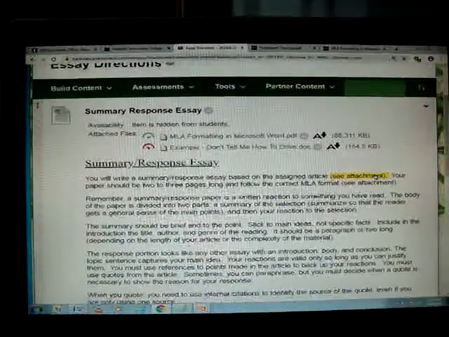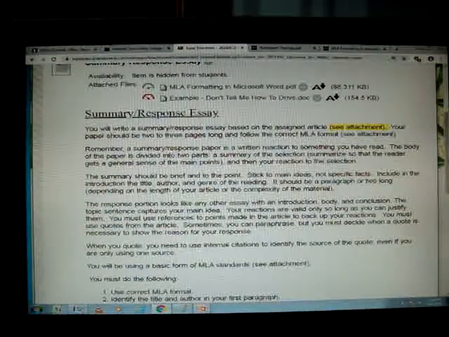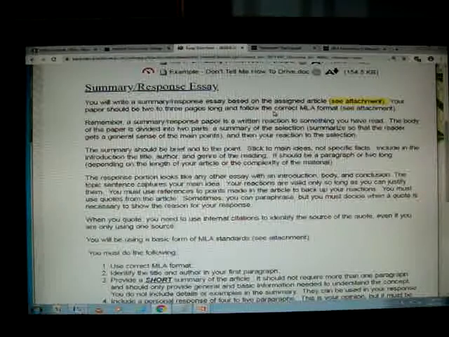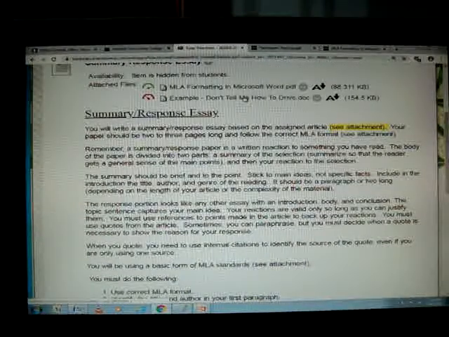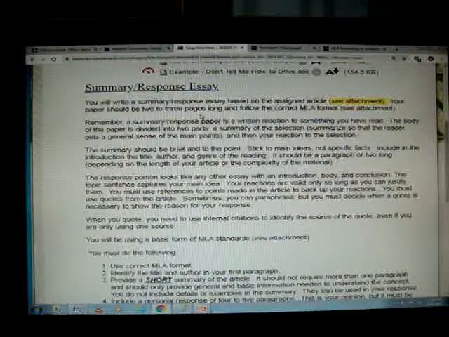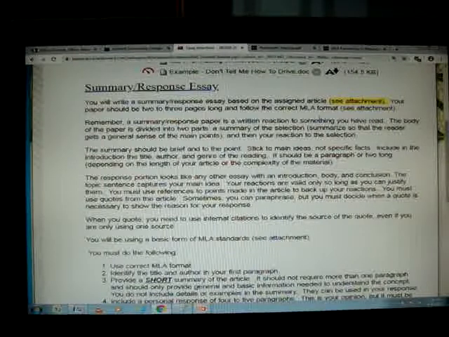Okay. Now, I'll bring it up in a minute. Right now, if you try to look on the computer, it's probably not there yet. It should be popping up any minute. But I have 2 attachments here, and I'll come back to them in a minute. First of all, the summary response essay. I'm giving you an article which will be attached, and I'm going to show you the article in a moment. So you're going to write a summary response essay based on the article.